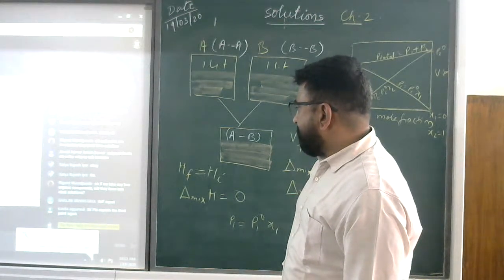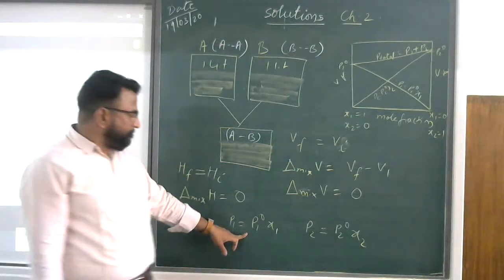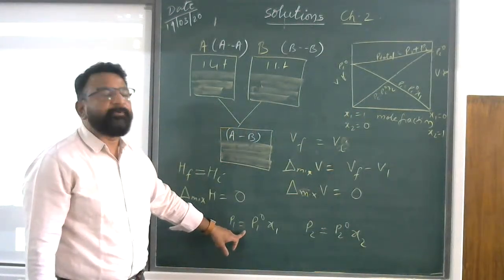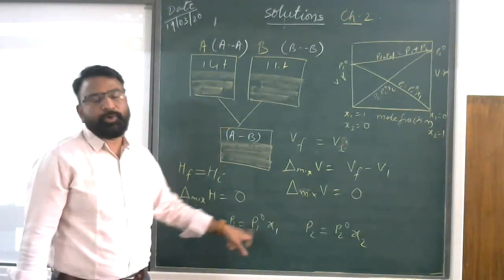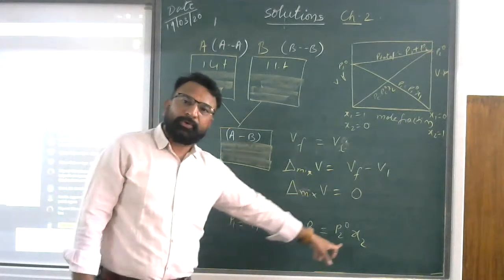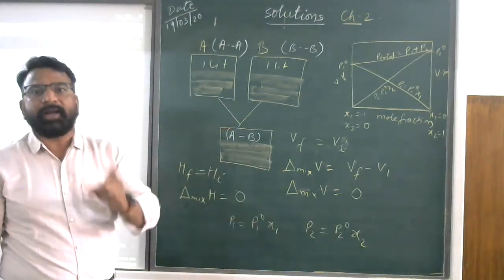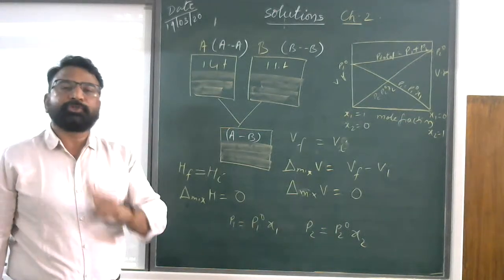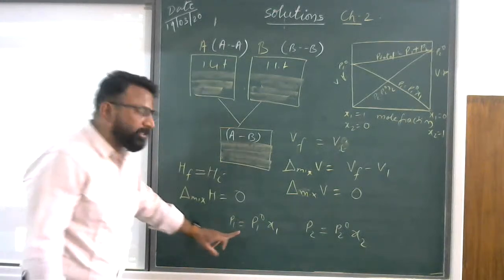Please explain the third point again. The third point was that those solutions which obey Raoult's law. Raoult's law is P1 equals P1 not x1 and P2 equals P2 not x2. Those which obey Raoult's law are ideal solutions, and those which do not obey Raoult's law are called non-ideal solutions. This was the third point.